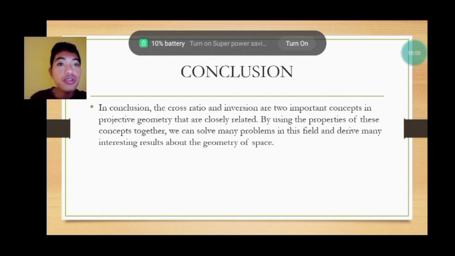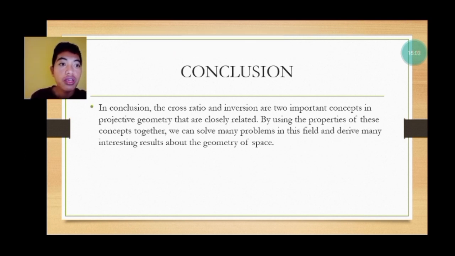Okay, so for the conclusion on the cross ratio and inversion, these two are very important concepts in projective geometry, and they are closely related. Because using the properties of these concepts together, we can solve many problems in this field and derive many interesting results about the geometry of space. So, because of this cross ratio and inversion, it is very useful in projective geometry, since we are able to solve problems in the field of projective geometry and derive many interesting results about the geometry of space. So, thank you everyone, and God bless us all.